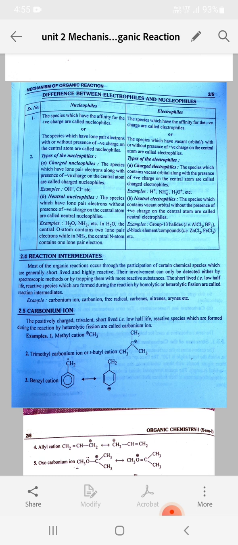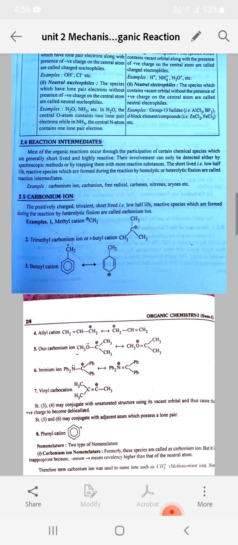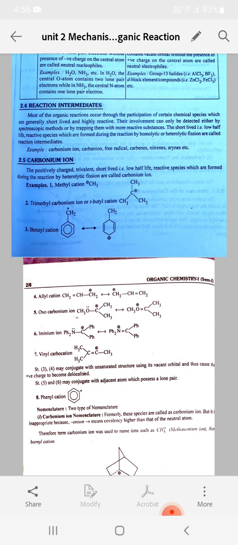Okay, carbocation. The positively charged, trivalent, short-lived, low half-life reactive species which are formed during the reaction by heterolytic fission is called a carbocation. Examples: the methyl cation CH3+, the tert-butyl cation, the benzyl cation, or the alkyl cation are examples of such carbocations.